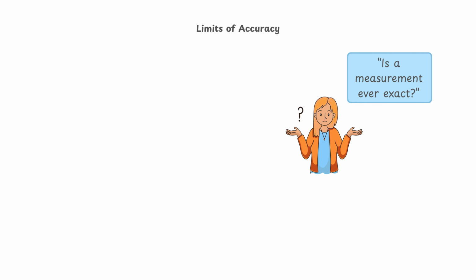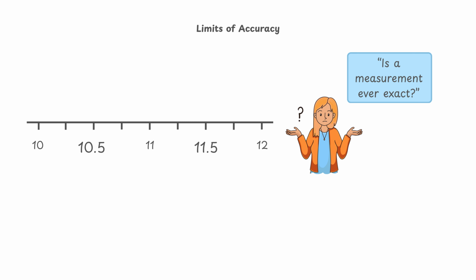Let's begin by thinking about this question. Is a measurement ever exact? Take a look at this number line. We can see a value marked at 10.5 and another at 11.5. But here's something very important to understand. When we say a value like 10.5, we are not saying it is exactly 10.5. Instead, we are saying it has been rounded. This means the true value could be slightly smaller or slightly larger.